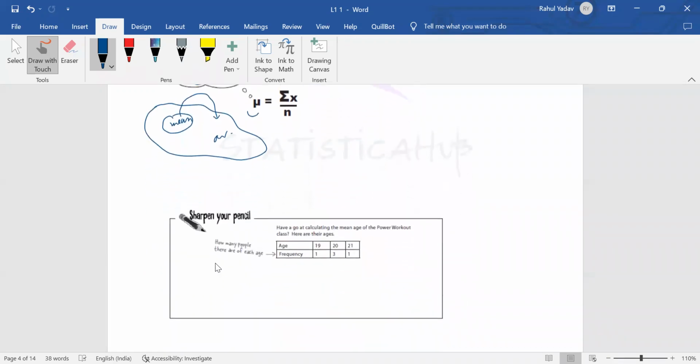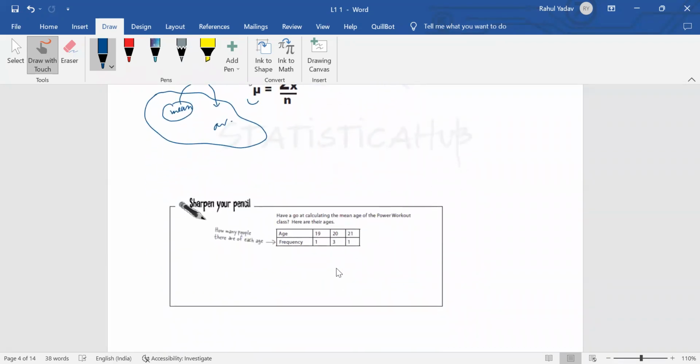Now there is an example. How do we calculate the mean age for a power workout class? Here are their ages. We have age 19 with frequency 1, so one person is aged 19. We have age 20 for three people: this is 20, this is 20, this is 20. And we have one person who is 21. So we need to find the mean, which equals the summation of these terms, 19 plus 20 plus 20 plus 20 plus 21, divided by 5. That comes out to 100 divided by 5, which equals 20. This is how we calculate our mean.